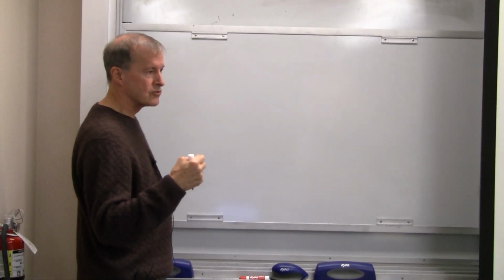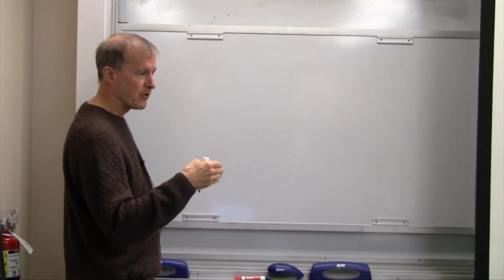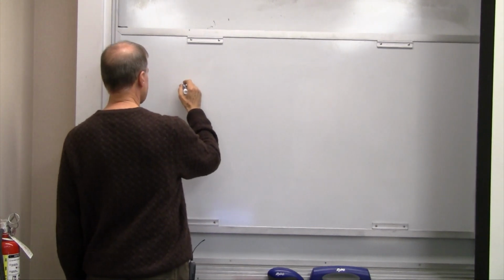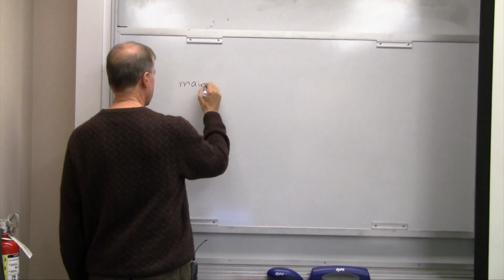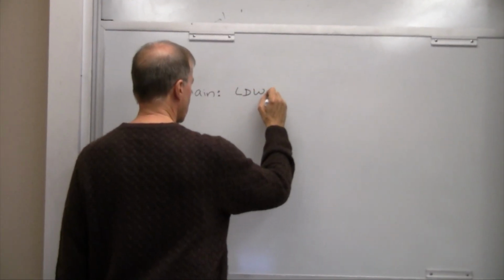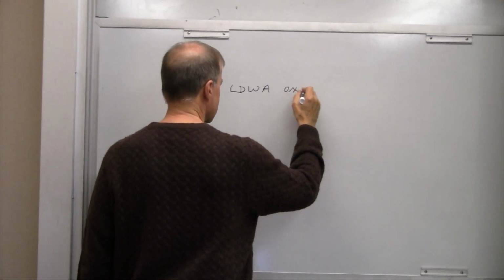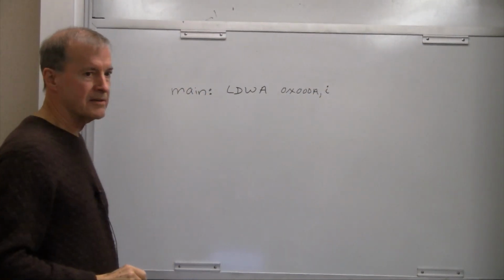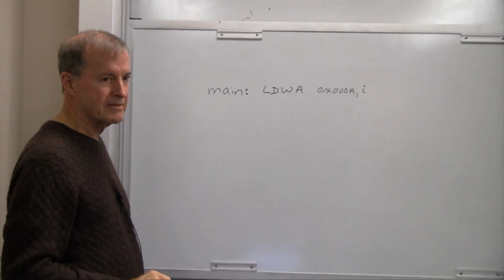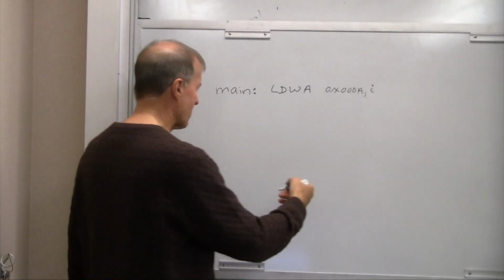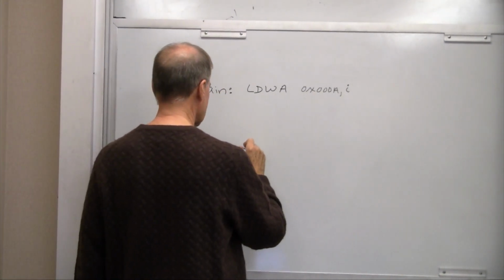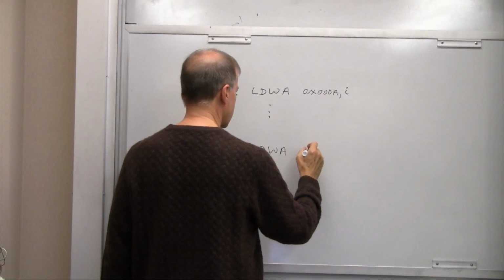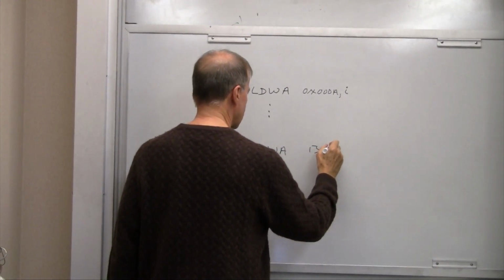So let's suppose that you're translating a program, and the program has an assembly language statement like this. Suppose it has main, load word accumulator, 0x000a, comma, immediate. All right? Is everybody with me on this? And actually, somewhere else down below in the program, you might have something like this. You might have load word accumulator 13, comma, immediate.